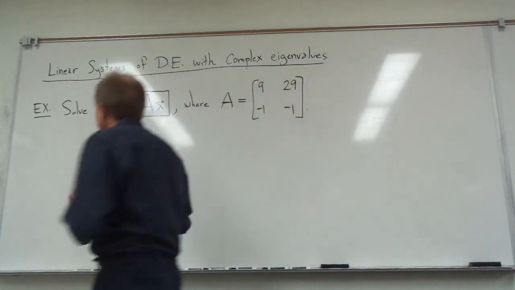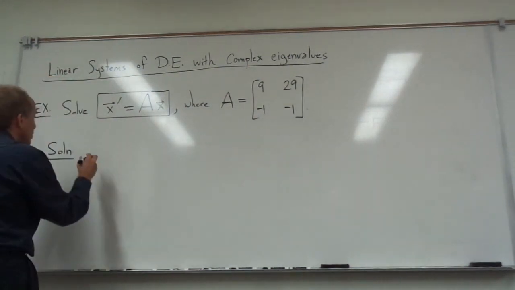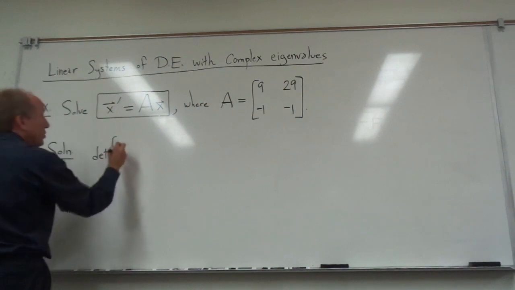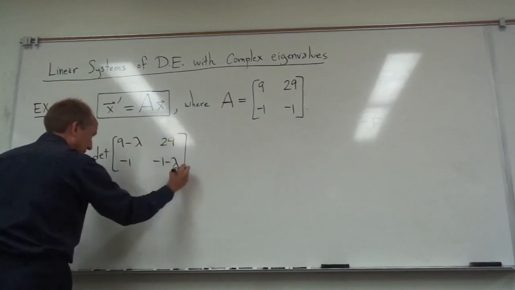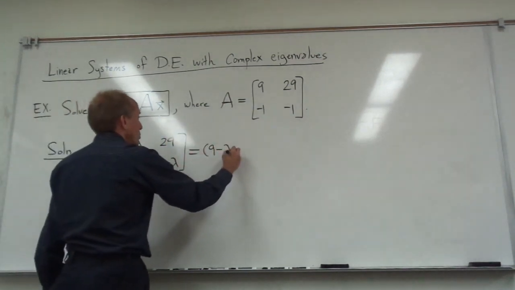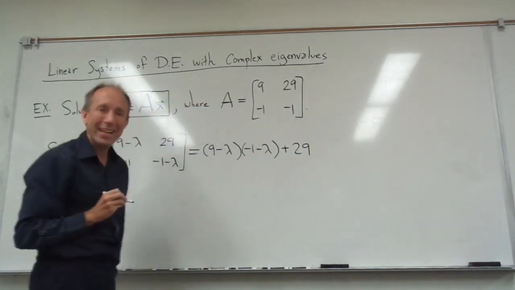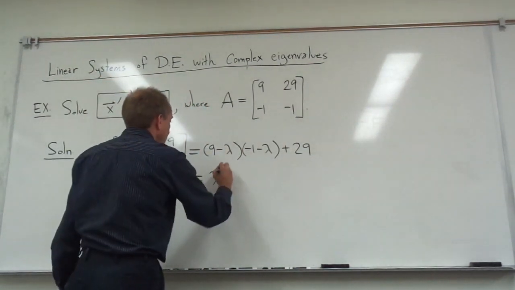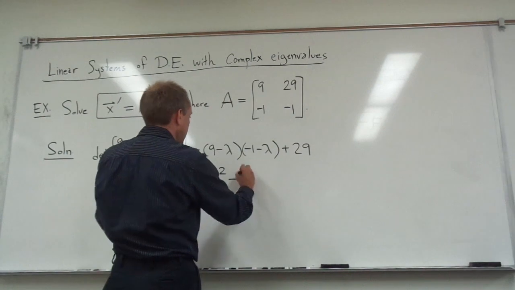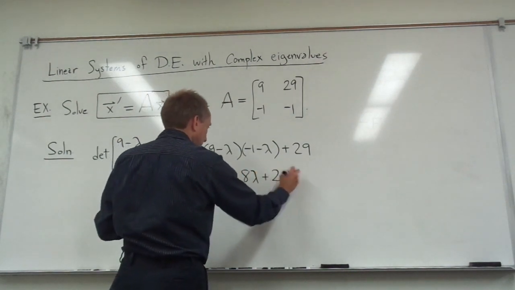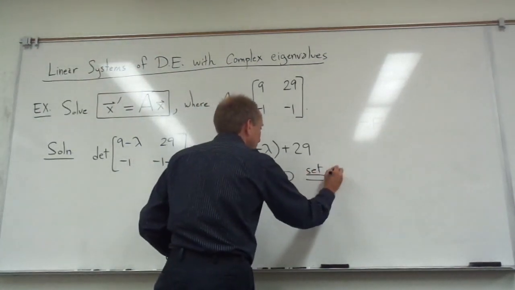Okay? So it starts off, just like always, we're going to find the characteristic equation for that matrix. So that's going to be the determinant of the matrix 9 minus lambda, 29, -1, and -1 minus lambda. And if we just use our little formula for a 2 by 2 determinant, we're going to get something like this. And this is going to expand out into a quadratic equation. So I have lambda squared minus 8 lambda, and then plus 20. Okay, so you can check me on that pretty easily. We're going to, as usual, set that equal to 0 here.